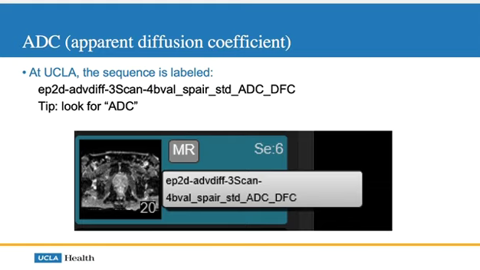At UCLA, again, the sequence has a very long, confusing name. Sometimes it feels like it's hard to find it. But you want to look for this long name, and you basically want to look for ADC, and that's what you'll do as you're scrolling through your sequences. So again, here's the sequence navigator, here's what you'll see, and you'll see the ADC here, and that's your ADC sequence.